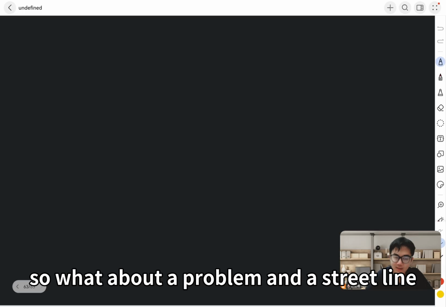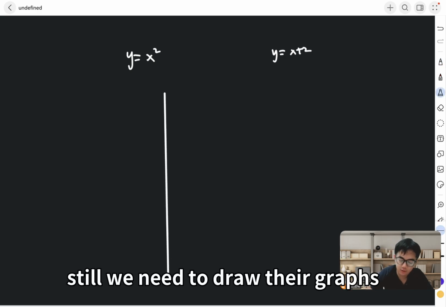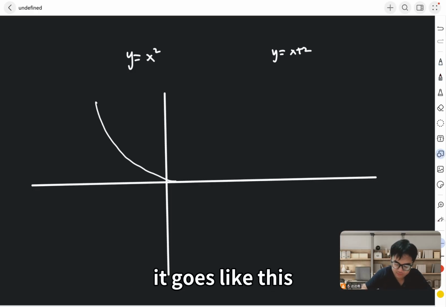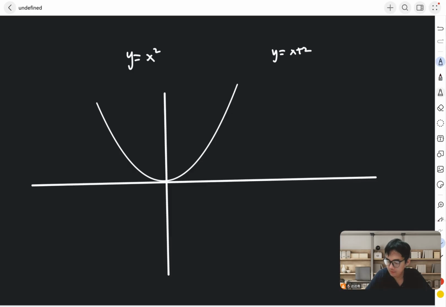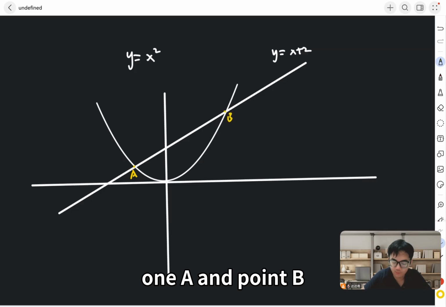So what about a parabola and a straight line? For example, y equals x squared and y equals x plus 2. Still, we need to draw their graphs. So the first one is a parabola. It goes like this. And the second one is a straight line. It goes like this. And clearly you can see they have two intersections, point A and point B.